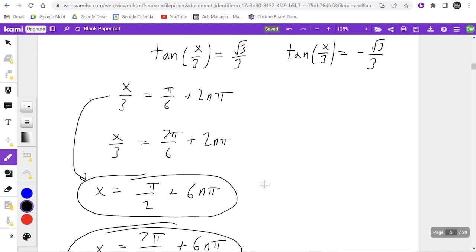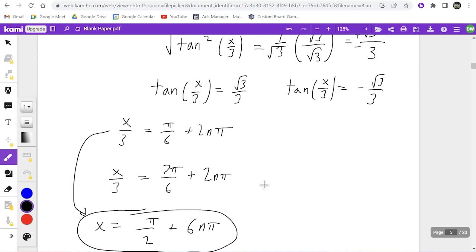Now for the negative values, I have to remember I'm going to be in quadrants 2 and 4. So that means I'm going to get x over 3 equals 5 pi over 6 plus 2n pi. And then the other one's going to be x over 3 equals, quadrant 4, 11 pi over 6 plus 2n pi.